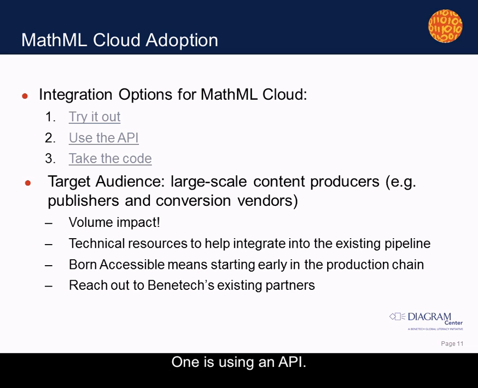One is using an API. So what this means, and Sanders will be talking about this a little bit more, is that you can actually send equations through our API directly to MathML Cloud and get the outputted formats that you would like. So whether that means you only want the SVG in the descriptions, only the PNG in the descriptions, or you want the MathML, you can get whatever you want and you can plug it back into your production pipeline as you see fit.